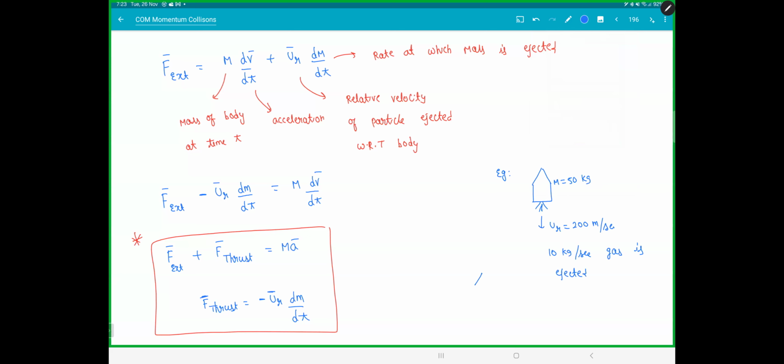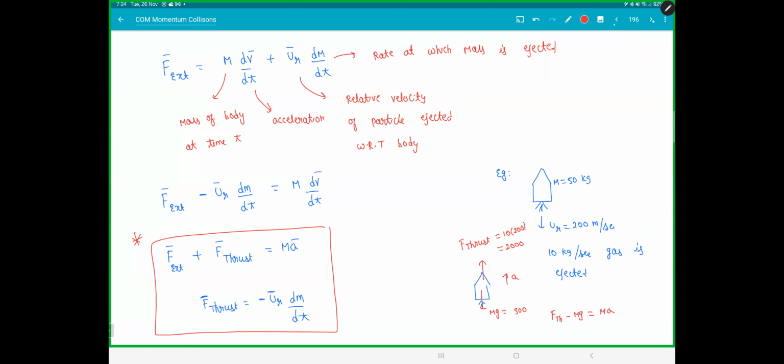If they ask you to draw the free body diagram, this is what you do. Because the gas is coming downward, the force will be upward. The minus sign indicates that. So F thrust will be u into dm by dt, which is 10 into 200. That is 2000 newtons. Your own weight mg, at that instant, will be 500. And this is the acceleration. So you can simply write F thrust minus mg is equal to ma.